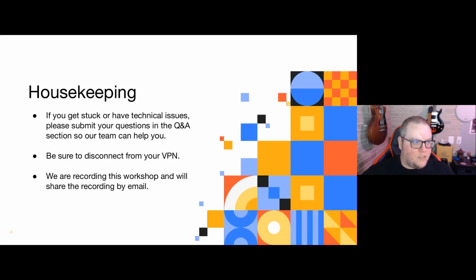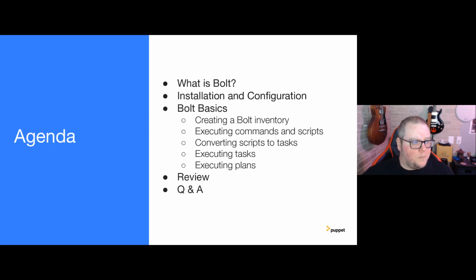Some additional housekeeping here. Again, if you get stuck or have issues, just throw the questions in the Q&A. If you are on some type of corporate VPN, that can conflict with your ability to reach these servers in AWS. So if you can disconnect from there, you're going to have the best chance of connectivity. Also, we'll be recording this, and we will be able to supply it to you after the fact, so if you want to review it at a later time or share it with other people, that will be available to you.